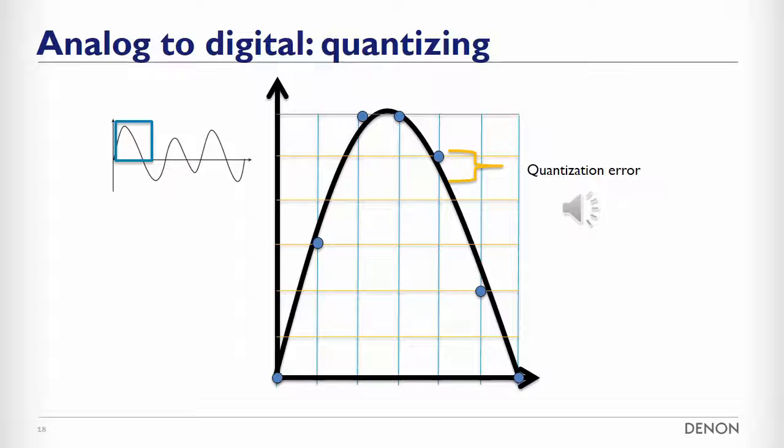Whenever you apply quantization, you get an error. The difference between the original value and the quantized value is called quantization error. When just a very rough quantization is done, which is the case when you apply a low number of bits, you can actually hear this quantization error as noise. Here is such an example.